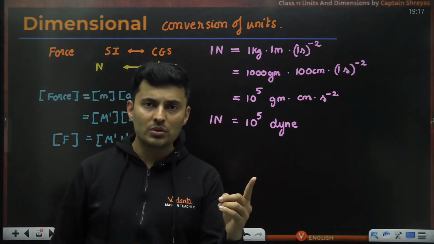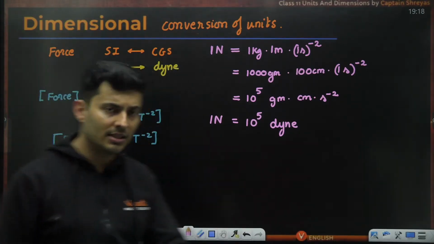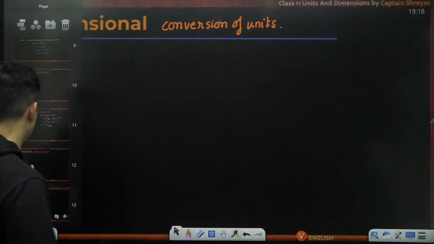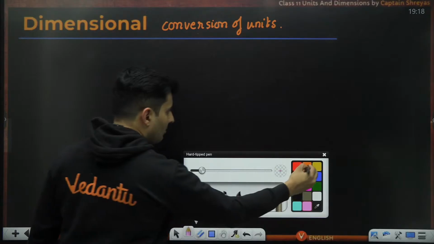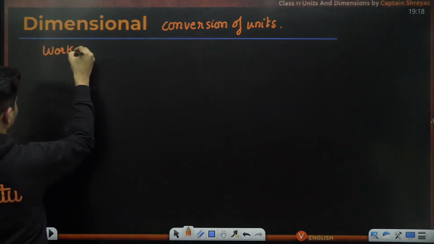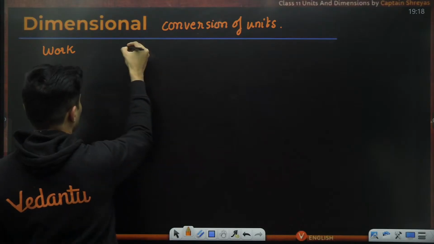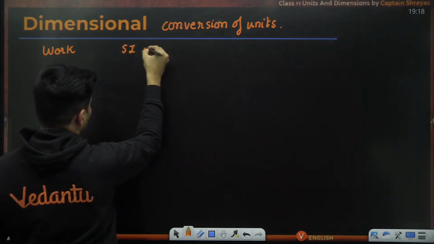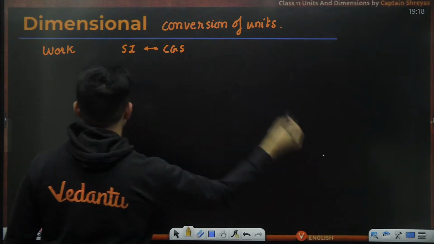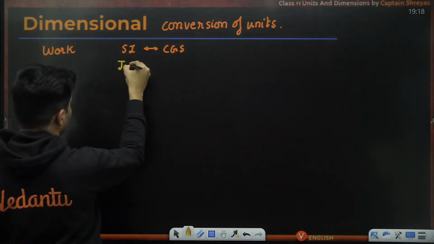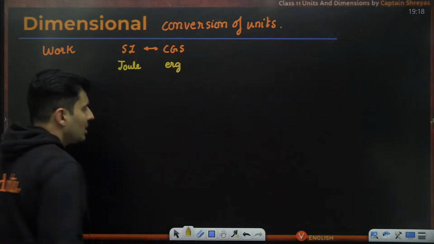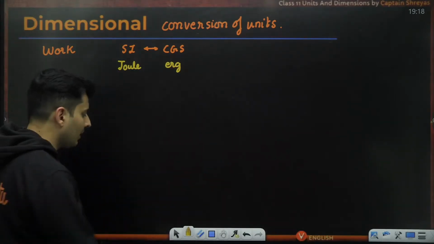Can we do one more question so that you guys are getting a hang of this? All right, so let's do another question coming up on your screen. Let's say we want to do the dimension conversion for work. I want to do the conversion from SI system into CGS system. In SI system, it is called a joule. In CGS, it is called an erg. So we want to know what is the conversion factor.